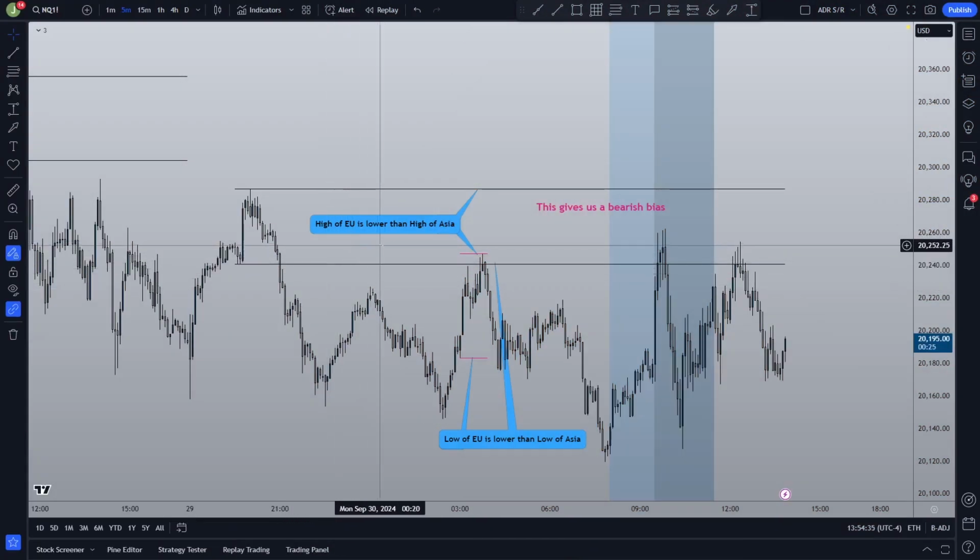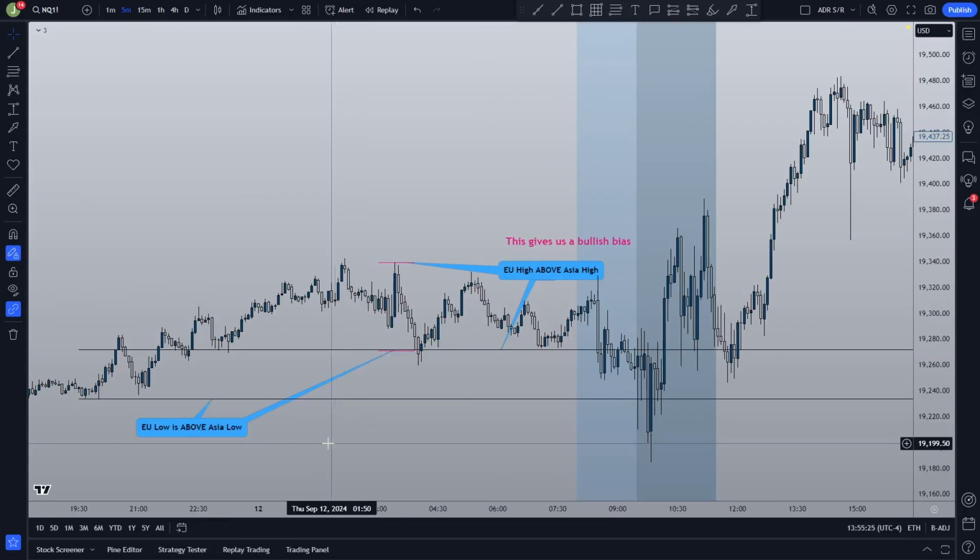As you can see here, the high of the EU is lower than the high of Asia, and the low of EU is lower than the low of Asia. This is what I mean when I say that the EU DR has to be lower than the Asia DR. This setup gives us a bearish bias for our trade ideas. In this example, you can see that the EU low is above the Asia low, and the EU high is above the Asia high. This setup gives us a bullish bias for any trade ideas that we have throughout the day.